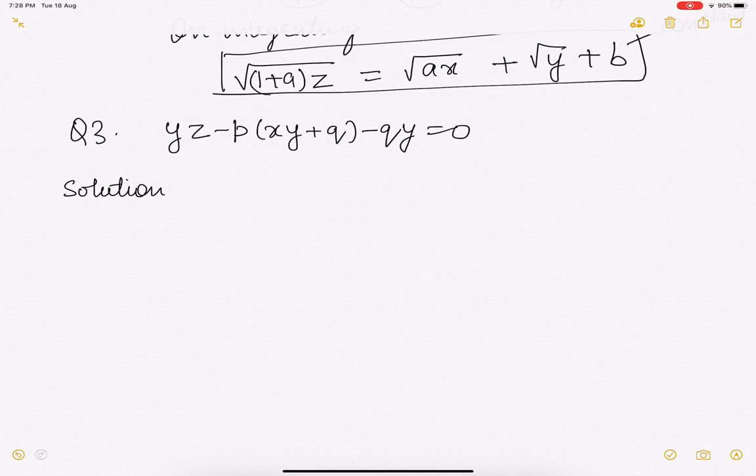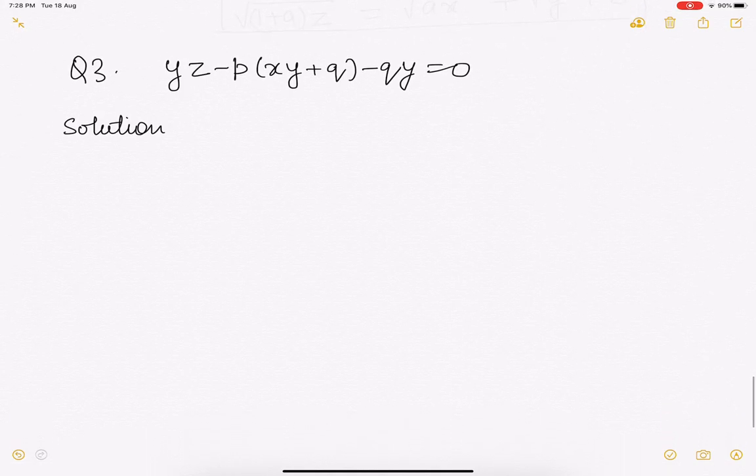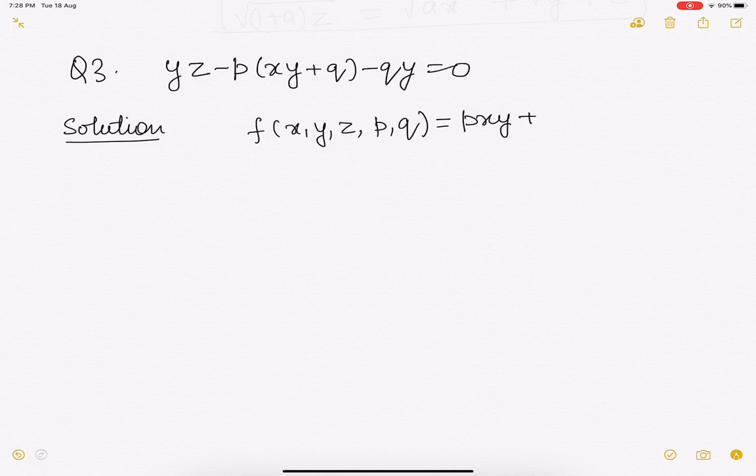So the next question asked by the students is this: yz minus pxy plus pq minus qy is equal to 0. So let us take all the terms on one side of the equality. We have the function as say pxy plus pq plus qy minus yz is equal to 0.